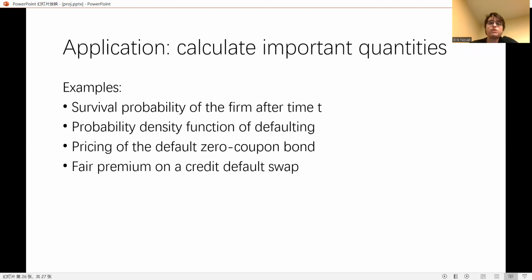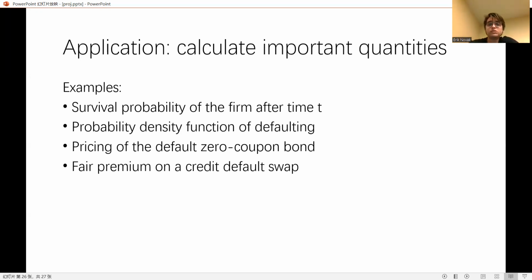But for example, we have the survival probability of the firm after a specific amount of time. So what's the probability that the firm did not ever default before a specific time t? This is something that we're able to calculate. We're also able to calculate the probability density function of defaulting at a specific time t. So this would be not just the default risk, which is just a number, but really the probability density function of defaulting as a whole at that particular time.